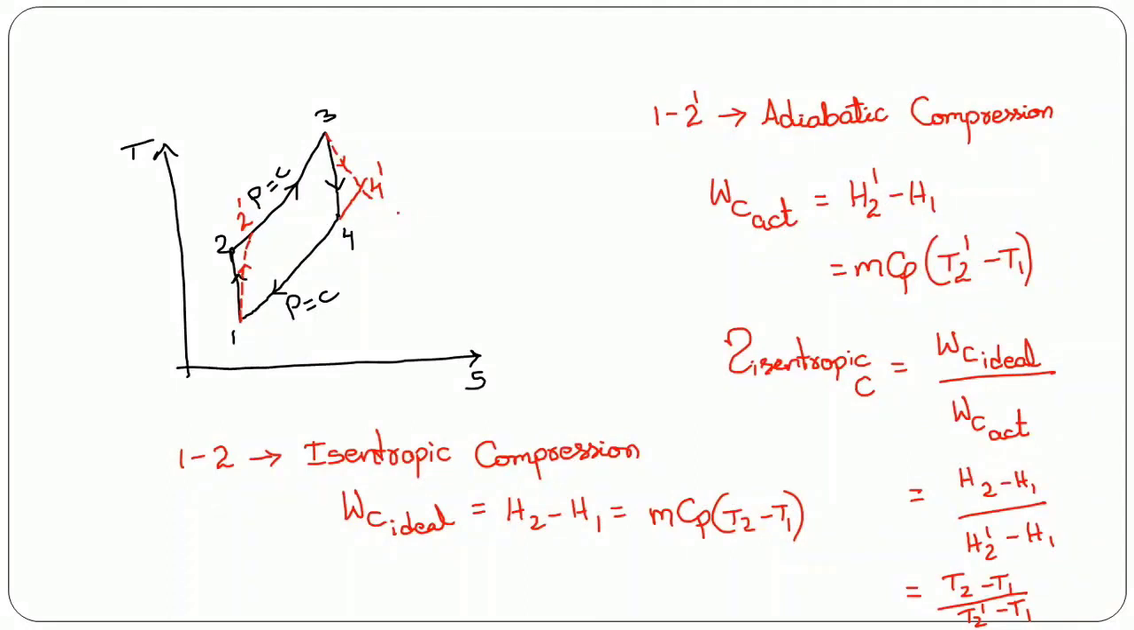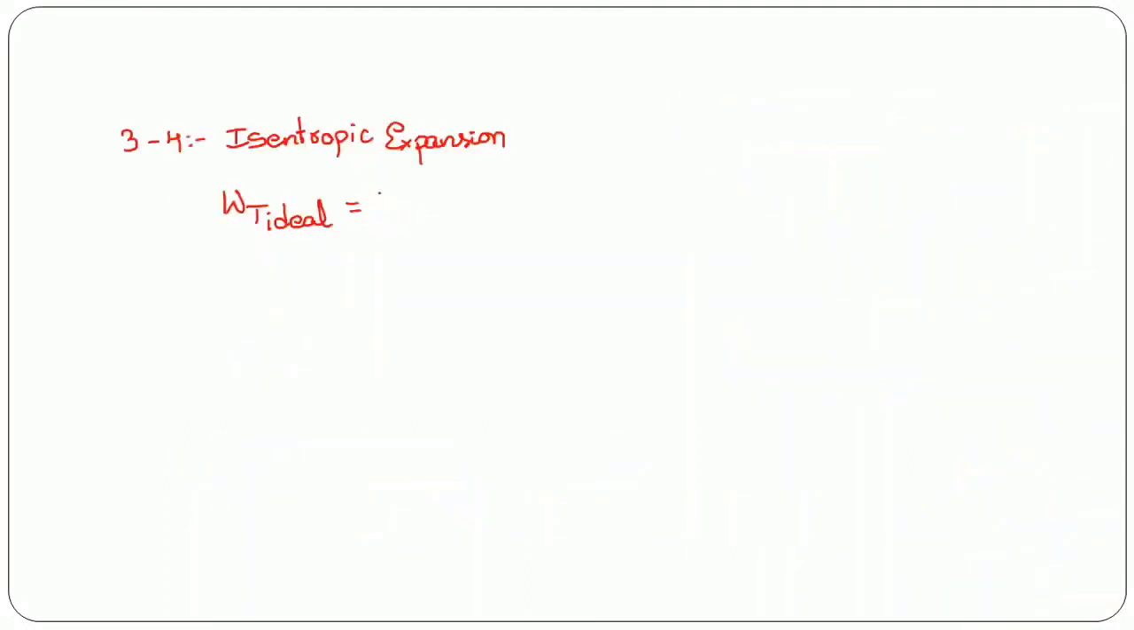So when we have come across this isentropic expansion, work developed by the turbine will become the ideal work output. So this ideal work output will be H3 minus H4, or you can write this as mCp (T3 minus T4). This is the ideal work output.